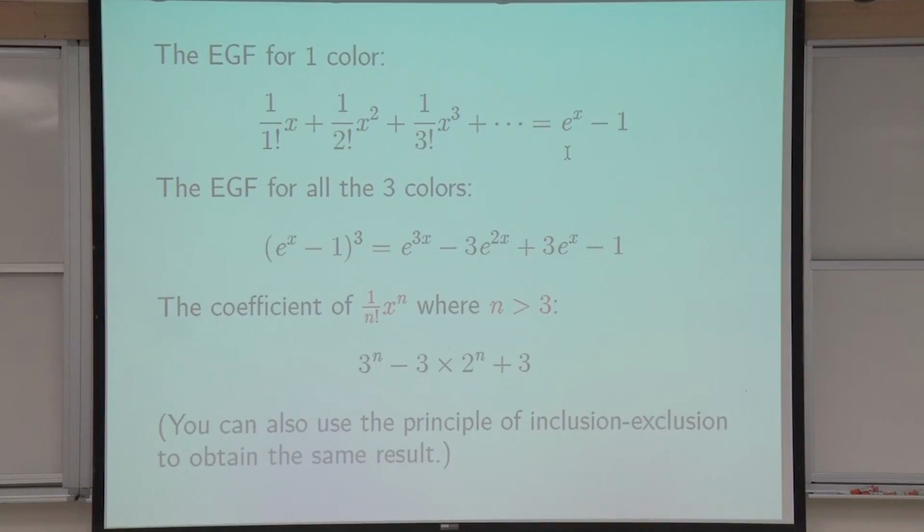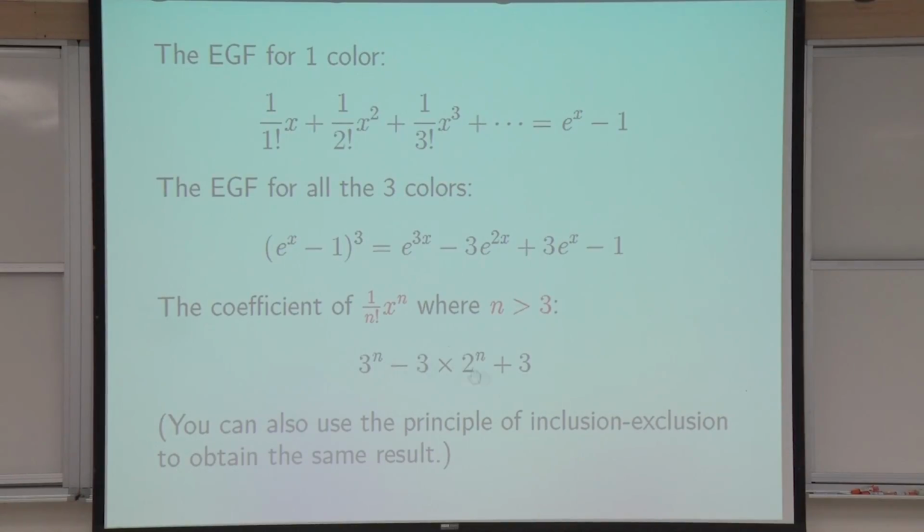So we multiply them together, we can get e to the power 3x minus 3 times e to the power 2x plus 3 times e to the power x minus 1. And the coefficient of x to the power n divided by n factorial should be 3 to the power n minus 3 times 2 to the power n plus 3, when n is greater than or equal to 3.